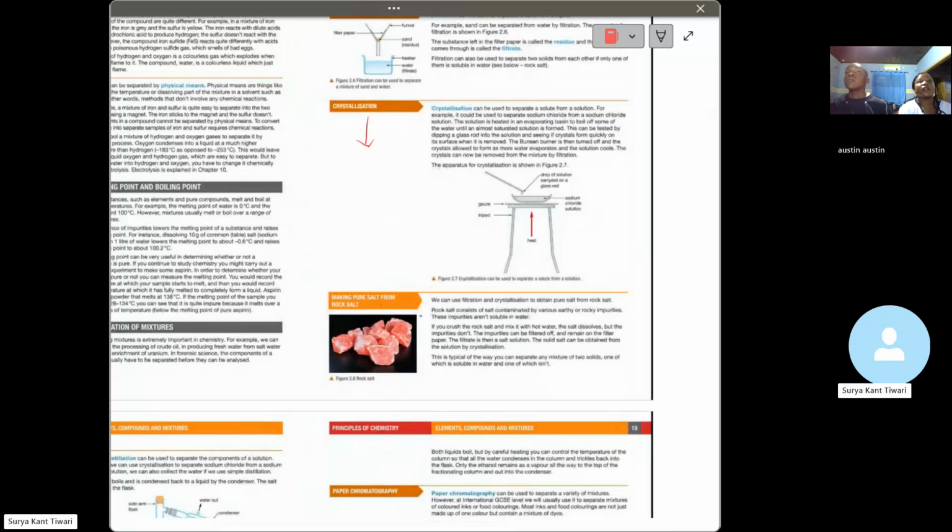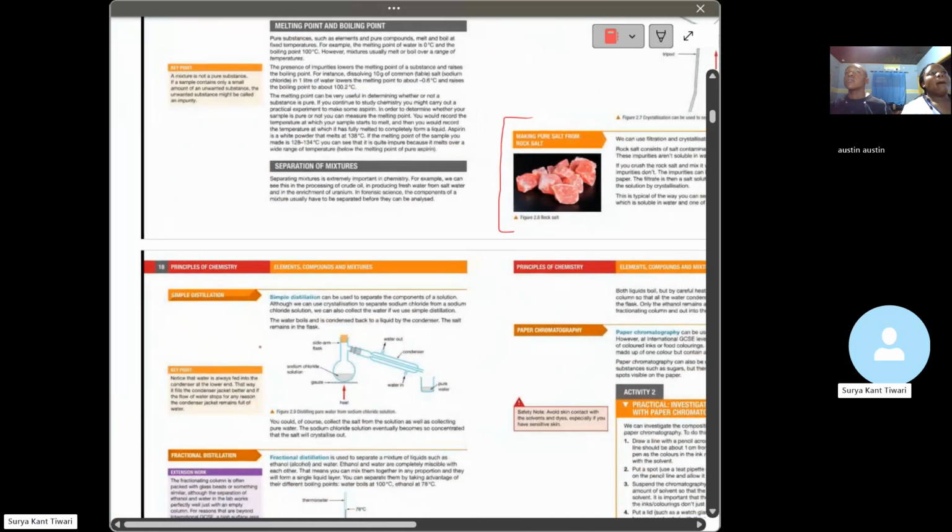I will share this book with you. These are small things you can read after the class. That will give you a lot of information, a lot of fun facts.